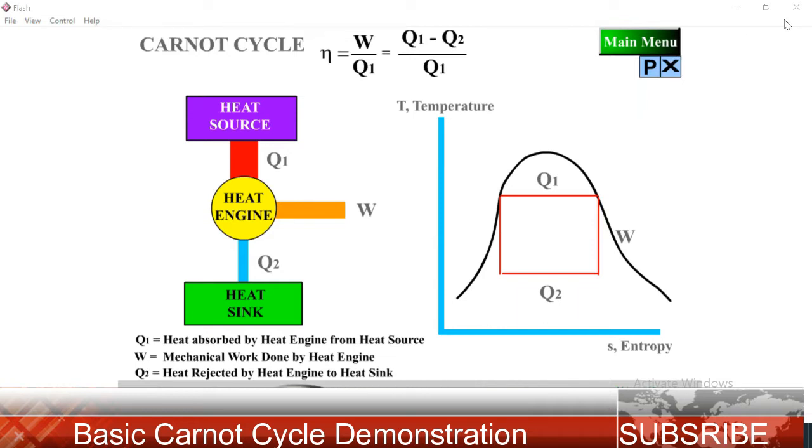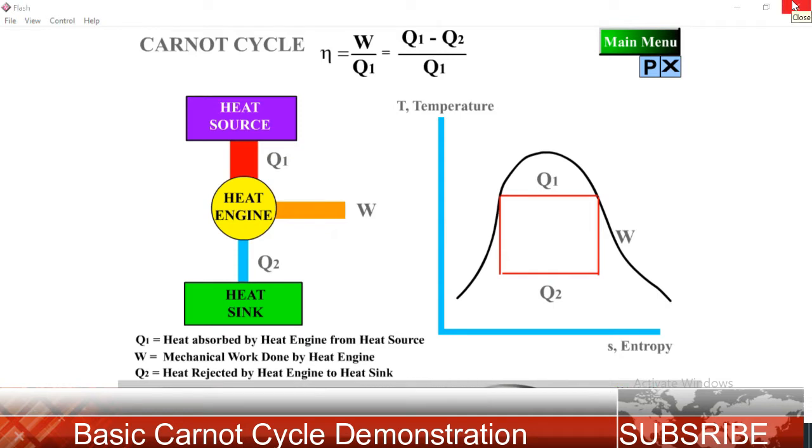The Carnot cycle consists of two isothermal processes and two adiabatic processes. Both these processes are reversible, and therefore it is the most efficient cycle as it involves no losses. The theoretical heat engine that operates on this cycle is the Carnot engine.